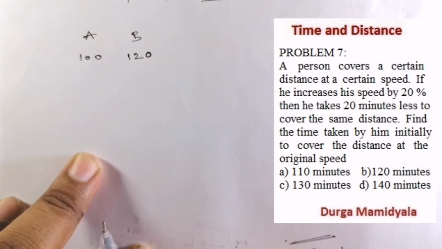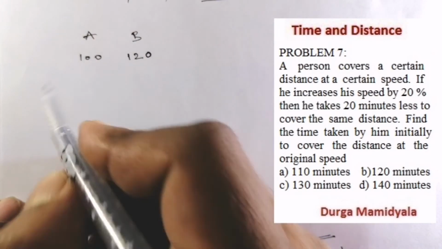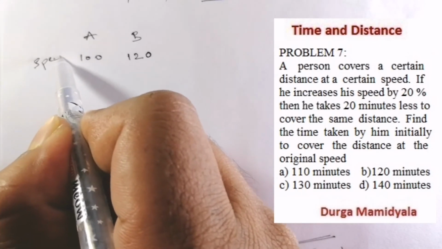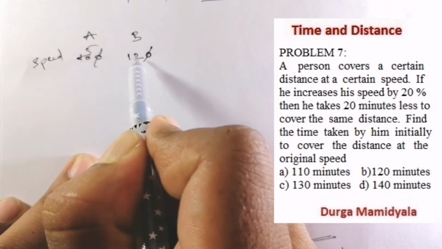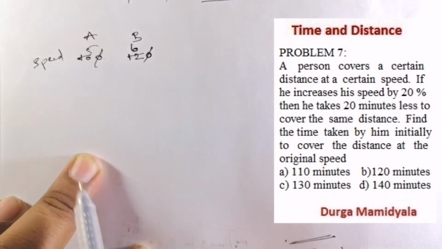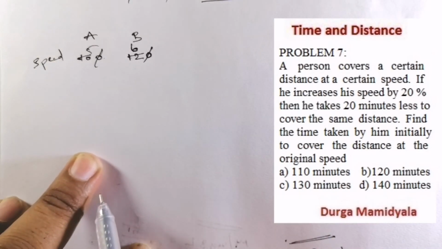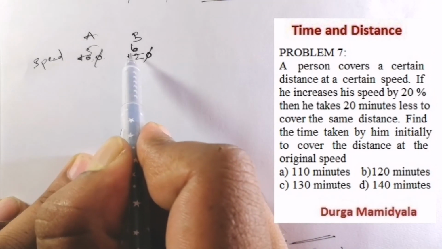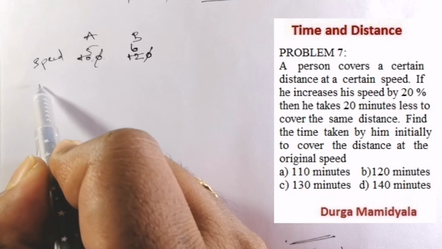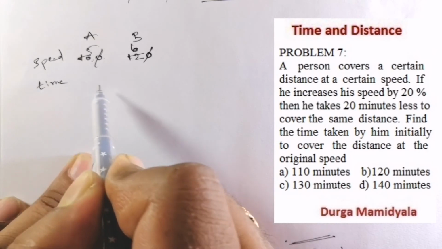Now what is the ratio? This is the ratio of the speed. So 100 to 120, dividing by 20, 5 is to 6. So 5 is to 6 is the ratio of the speed. Then automatically, if the ratio of the speed is 5 to 6, they are traveling the same distance, so the time is going to be in the ratio 6 is to 5.